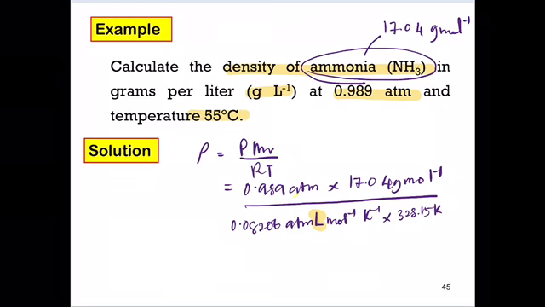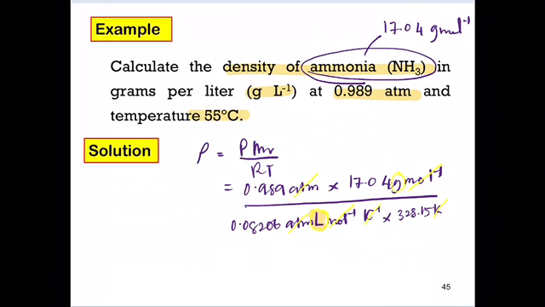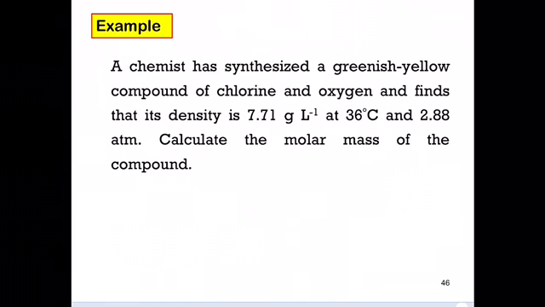So now we can cancel atm with atm, mole^-1 with mole, K with K^-1. So what's left is gram per liter. Then we press the calculator, and we'll get the answer, which is equal to 0.626 gram per liter.